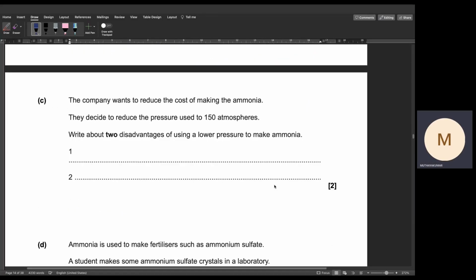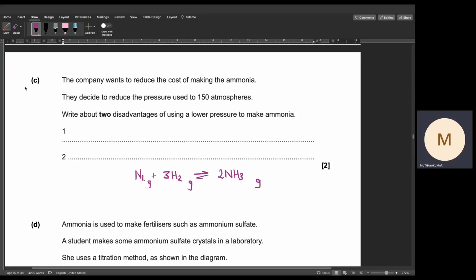Part C. The company wants to reduce the cost of making the ammonia. They decide to reduce the pressure used to 150 atmospheres. Write about 2 disadvantages of using a lower pressure to make ammonia. If we review the Haber process, this time with the state symbols, we can see that we've got nitrogen gas reacting with hydrogen gas to produce ammonia, which is a gas. If we look at the number of gas moles on the right-hand side and the left-hand side, we've got 4 moles of gas on the left, 2 moles of gas on the right.